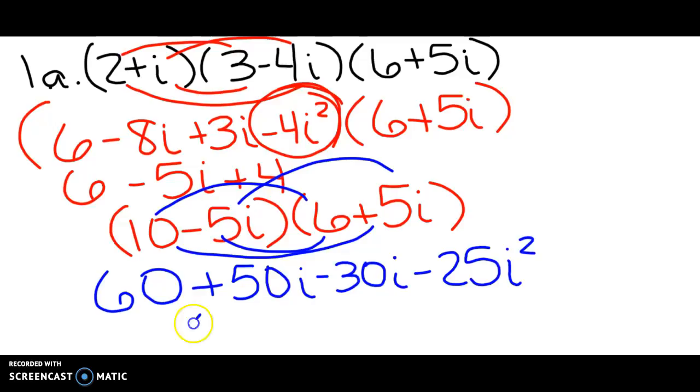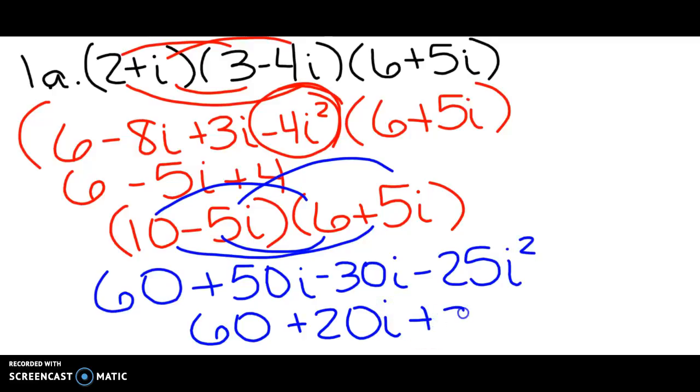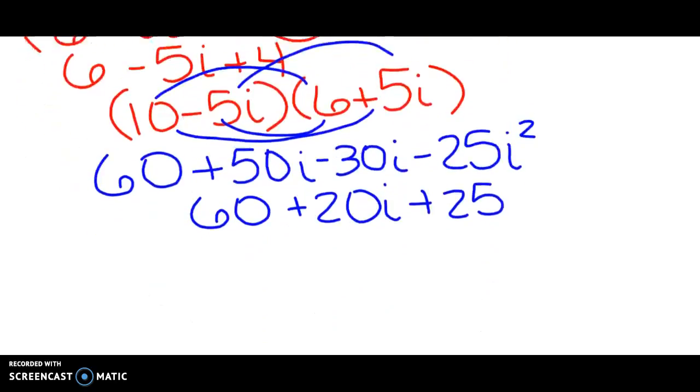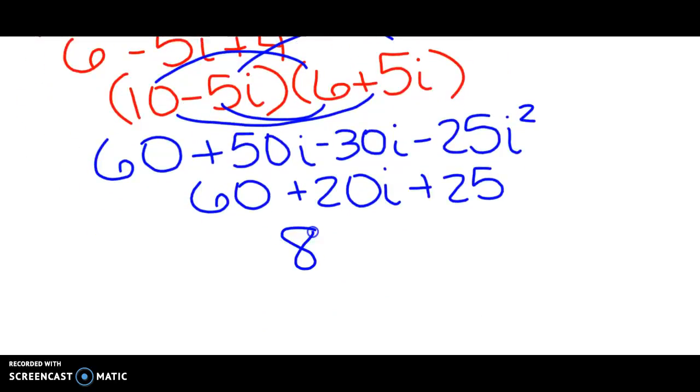So I'm going to combine like terms. 60 plus 20i, and that's going to turn into a positive 25. And then once we get that, this becomes 85 plus 20i. And that's it. That's the answer.